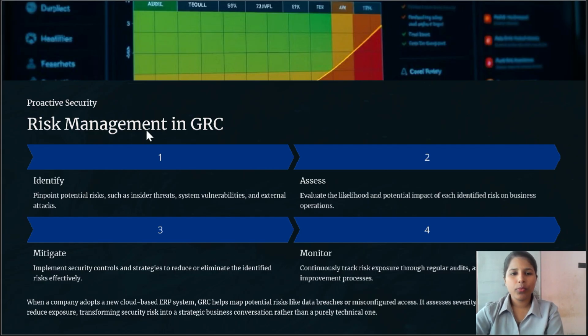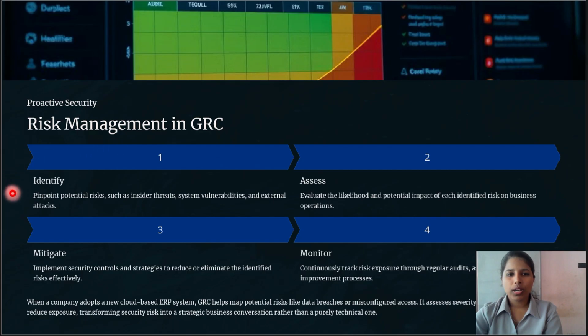Okay, next we can move to what is risk management in GRC. GRC risk management is the second step after governance. As said, it is a structured approach to identifying, assessing, and mitigating the potential risks that could hinder the organization's ability to achieve its objectives. In this there are mainly 4 things: risk identifying, assessing, mitigating, and monitoring.